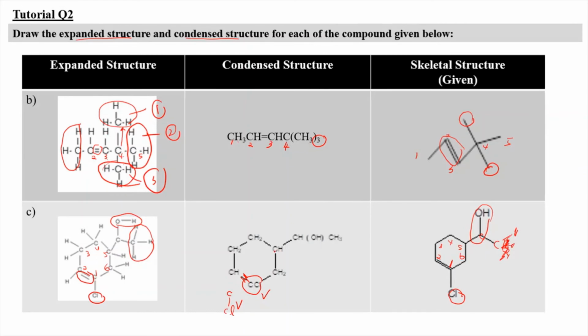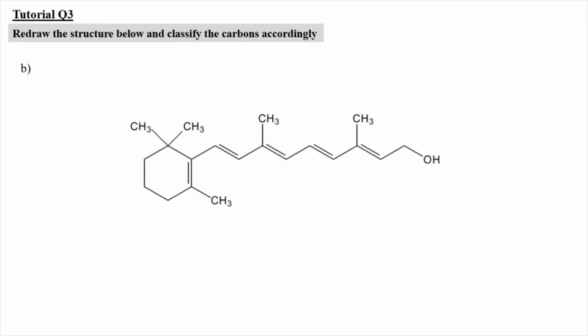Alright, and here for number 5, you're going to attach with CH, and then OH as well as CH3. Okay, CH, and then C double bond COH and CH3. So the C here is going to be attached with OH, and the C here is going to be attached with CH3. Alright, so those are the things that you need to do for tutorial question 2. Now, let's move on to tutorial question 3.